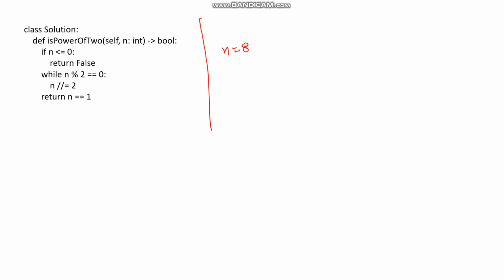Come to this one. 8 is less than or equal to 0. The condition is false, so this will not be executed. While n mod 2 equals 0: n mod 2 stands for 8 mod 2. What is 8 mod 2? The value is 0. 0 equals 0, so the condition is true.